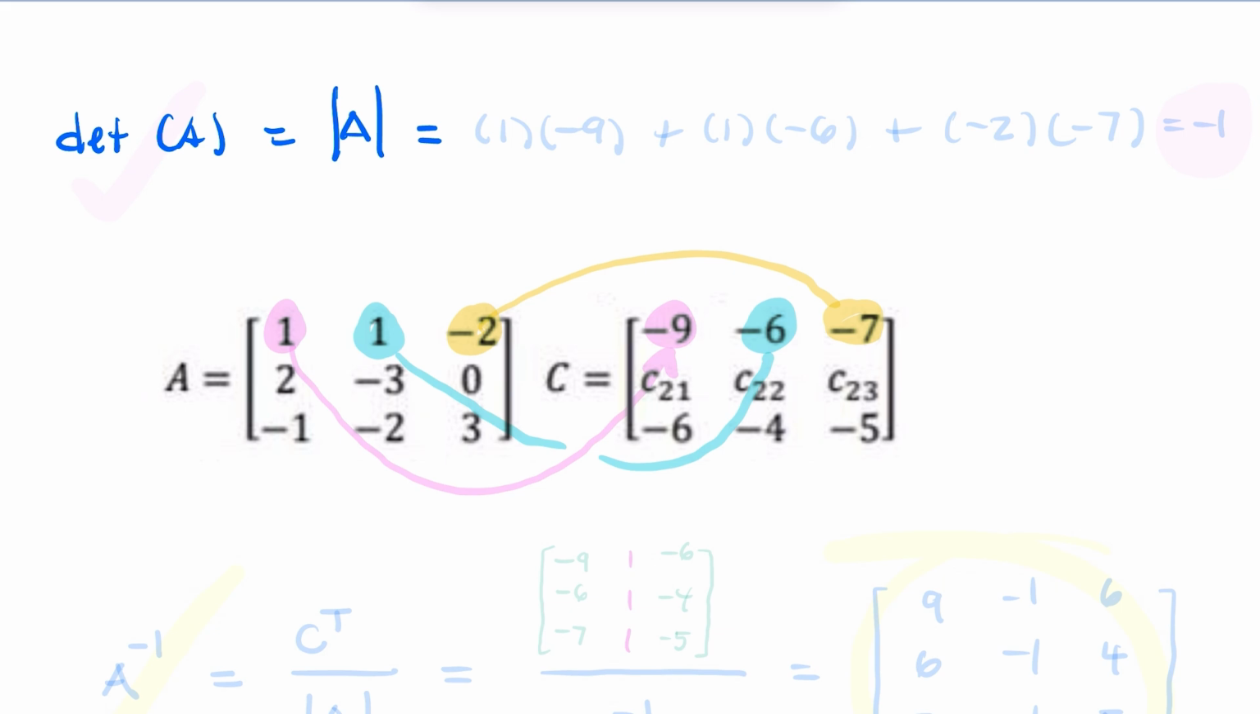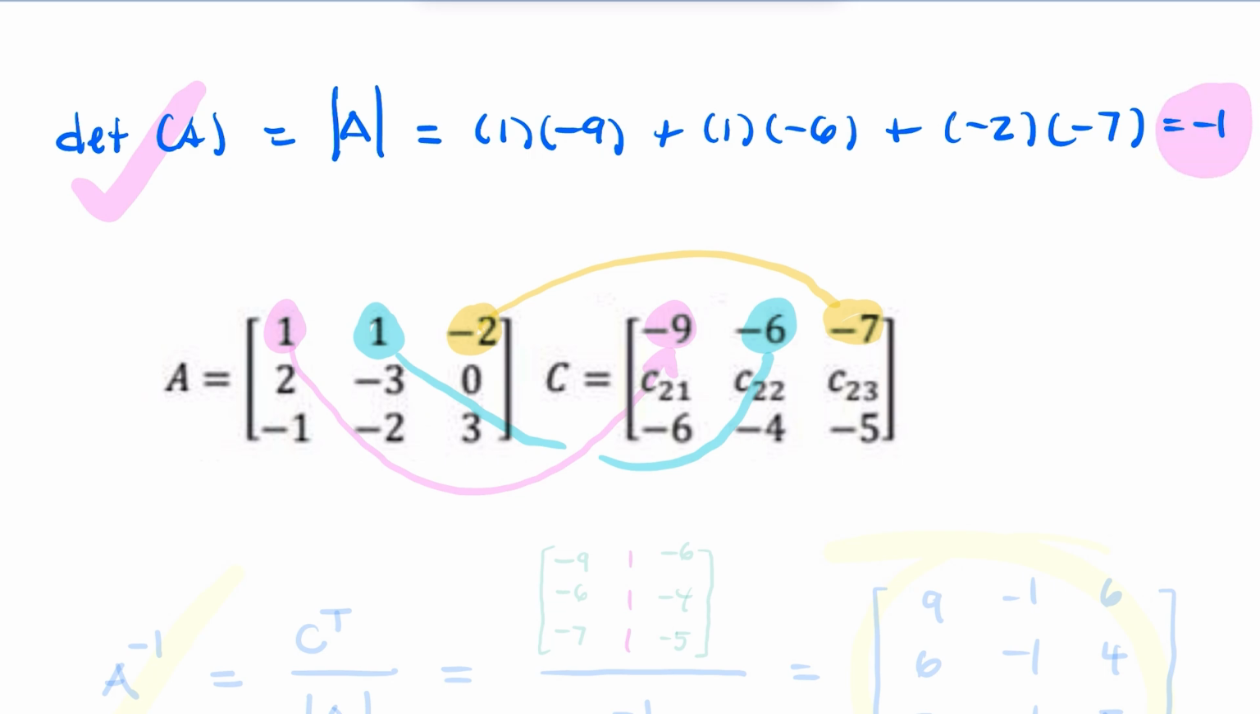So the determinant of A is 1 times negative 9 plus 1 times negative 6 plus negative 2 times negative 7. So that's negative 9, negative 6, that's negative 15, plus 14 is negative 1. So that's really good. Now we've found the determinant, negative 1.